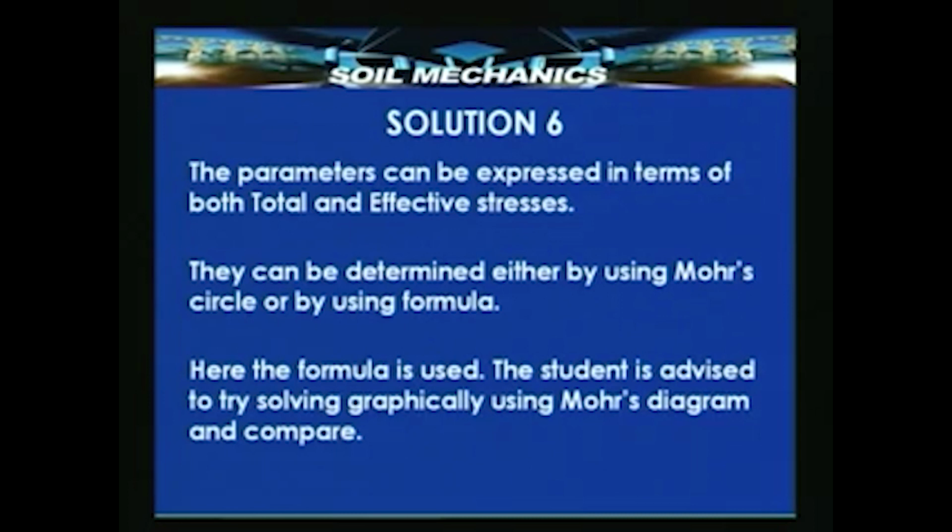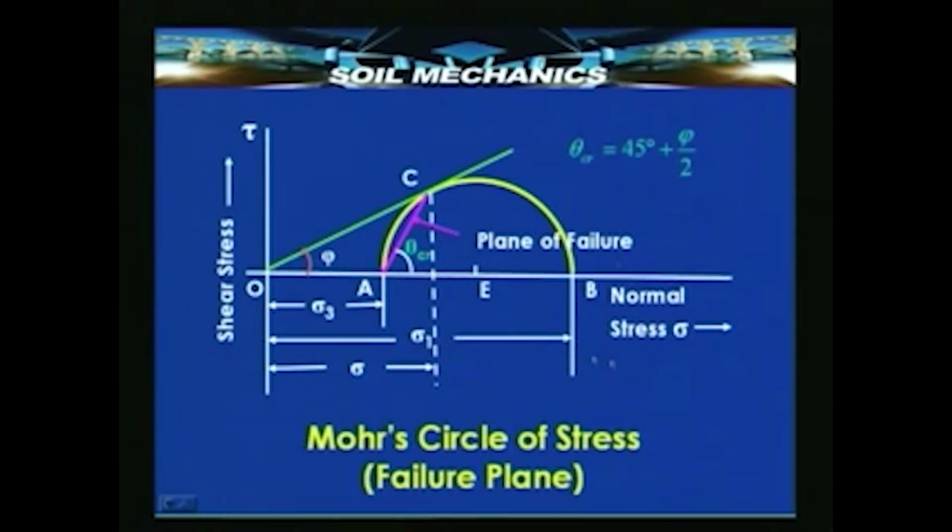To determine the shear strength parameters, we can use either these total stresses or subtract the pore pressure which has been measured and get the effective stresses. And we can do this by plotting the Mohr circle or by using the formula for the shear strength. Here the example makes use of the formula, but a Mohr diagram can be easily plotted, and the student is advised to try that out himself and compare the results with the formula. So, this is what the typical Mohr circle looks like in a triaxial test.